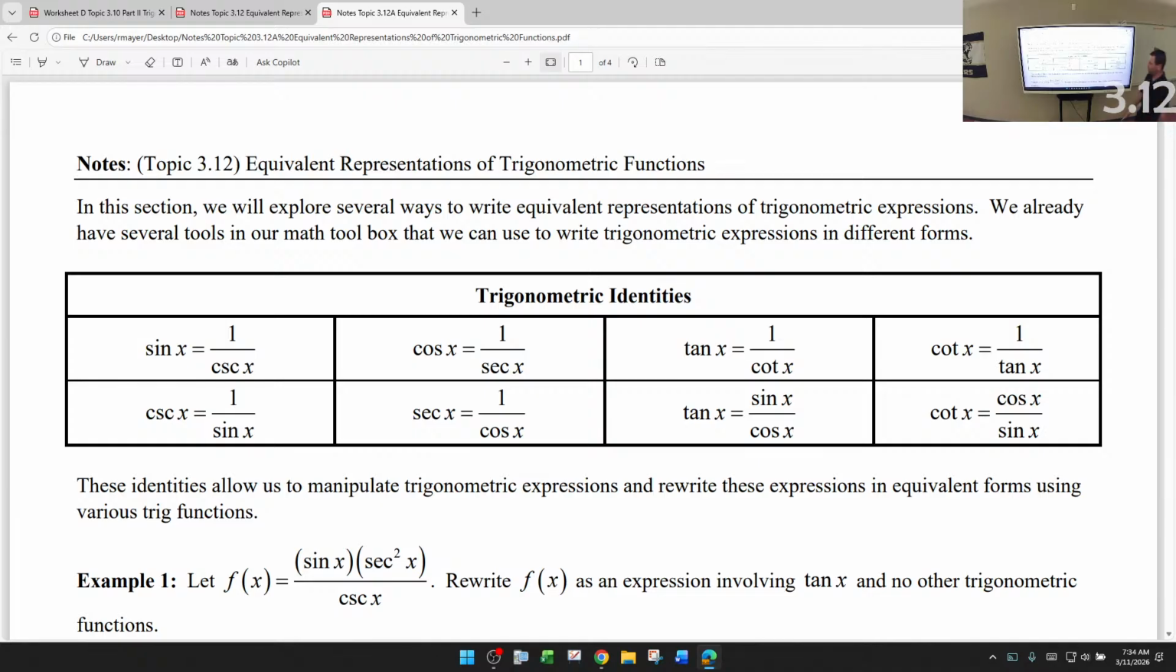You know that sine is 1 over cosecant. And you also know the reciprocal of that, that cosecant is 1 over sine. So these can be written either way. Sometimes you might want 1 over cosecant rather than sine, or vice versa. Sometimes you might want 1 over sine rather than cosecant.